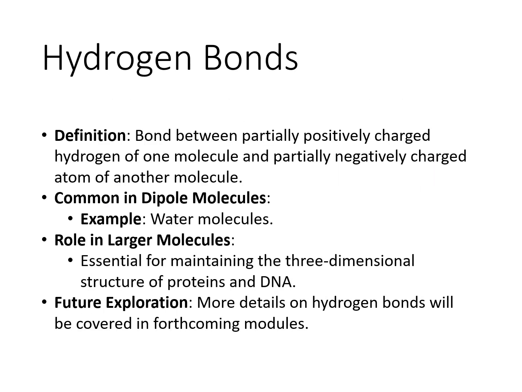Now let's talk about hydrogen bonds. These form between a partially positively charged hydrogen atom in one molecule and a partially negatively charged atom in another, usually oxygen or nitrogen. They're especially common in dipole molecules, like water, where this bonding gives water many of its unique properties. Hydrogen bonds also play a critical role in biology, helping maintain the three-dimensional structure of large molecules like proteins and DNA. We'll explore hydrogen bonds in more detail in future modules.